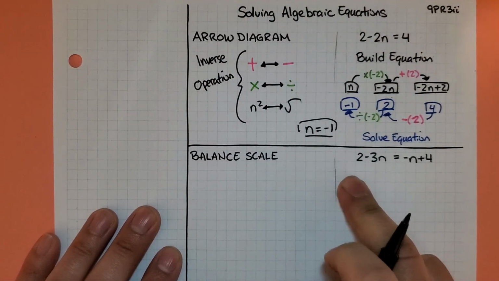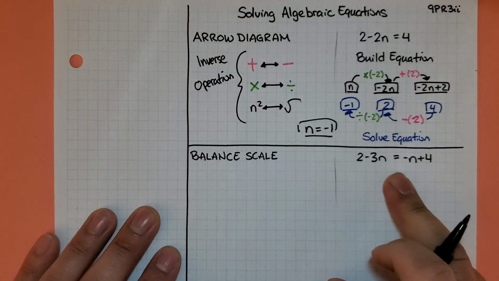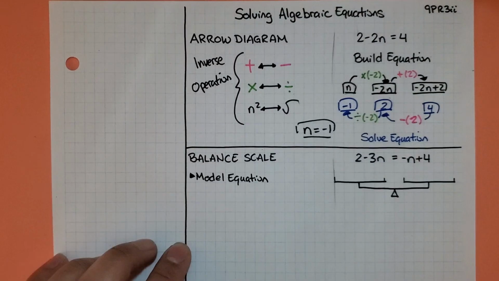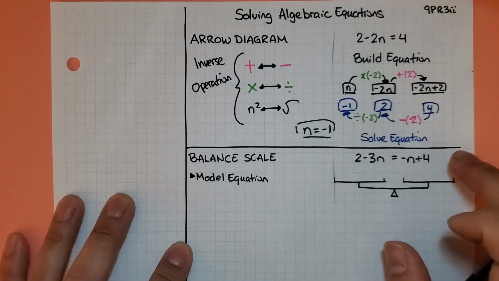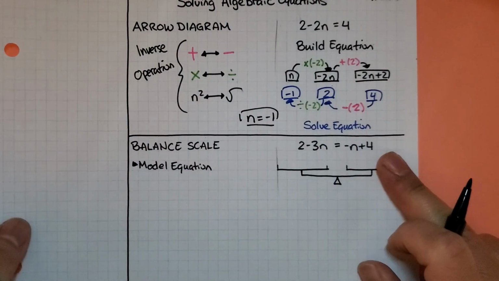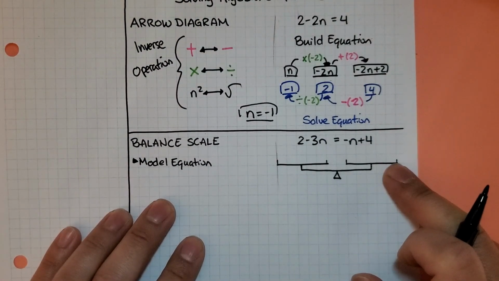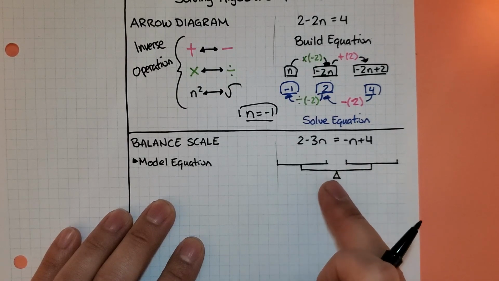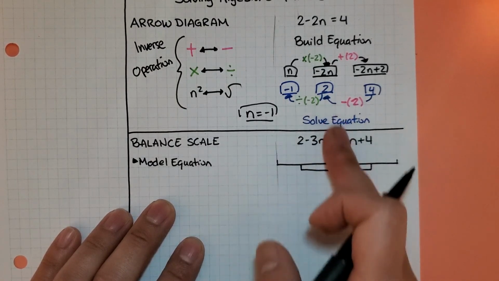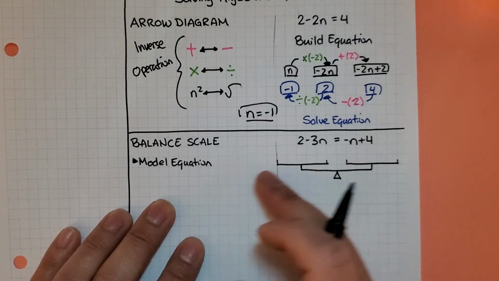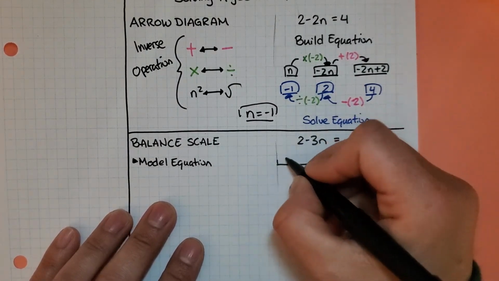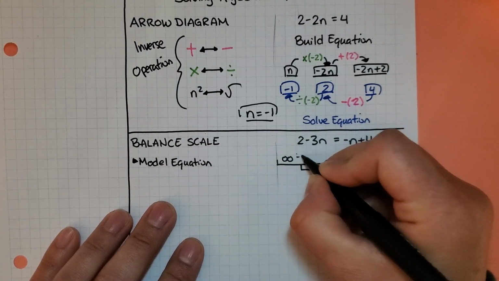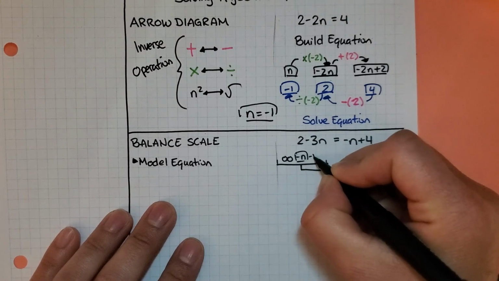The next model we're looking at is balance scale. So here's our algebraic equation, 2 minus 3n equals -n plus 4. So with balance scale, we always want to make sure whatever we do to the left, we also do to the right. When we make our balance scale, this wedge here goes in line with the equal sign. So we're going to model the equation first. Two constants are just two little circles. -3n means that we have 3 little -n boxes.